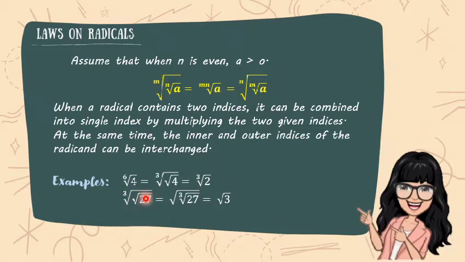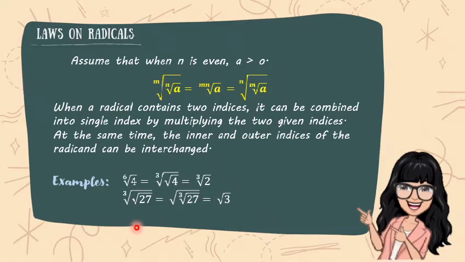Now, our inner expression here is the square root of 27. Can we get the square root of 27? Of course, we can. Now, is 27 a perfect square? Okay, 27 is not a perfect square. It is possible to get the square root of 27, but we cannot get an answer, a square root, which is a whole number.